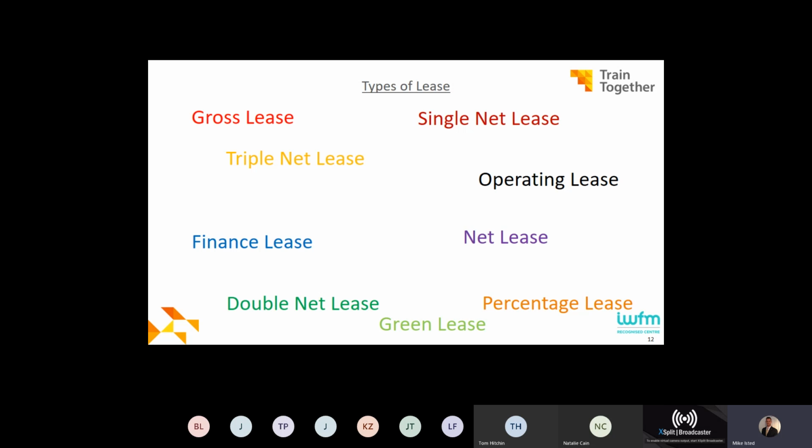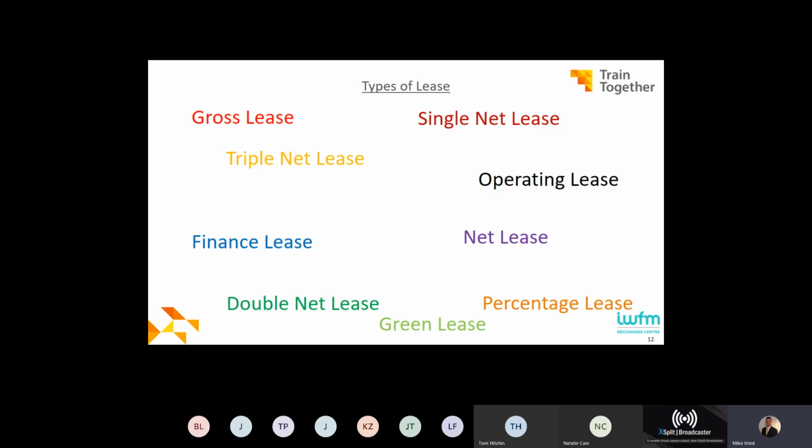These you're looking at on the screen are just some examples of the types of leases that are out there, and I've included these in your handout on Padlet for your unit criteria, your unit study area. Gross lease, single net lease, operating lease, net lease, double net lease, triple net lease, finance lease, percentage lease, green lease, and gross lease.